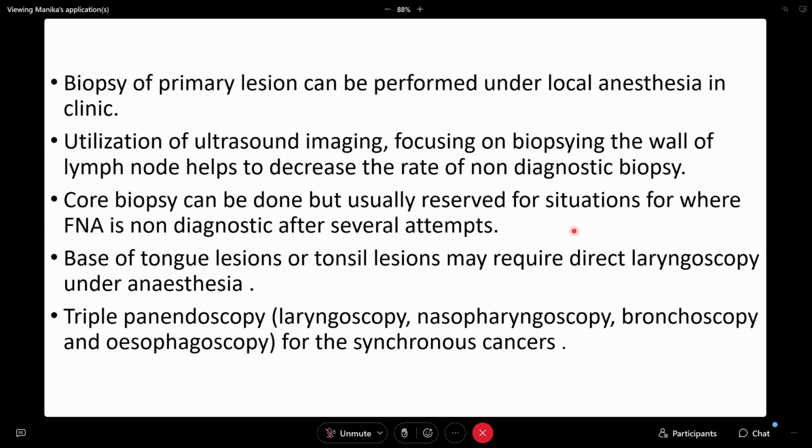Then coming to the base of tongue lesions or tonsil lesions, they may require direct laryngoscopy under anesthesia. Triple panendoscopy to rule out synchronous cancers, that includes laryngoscopy, nasopharyngoscopy, bronchoscopy, and esophagoscopy.